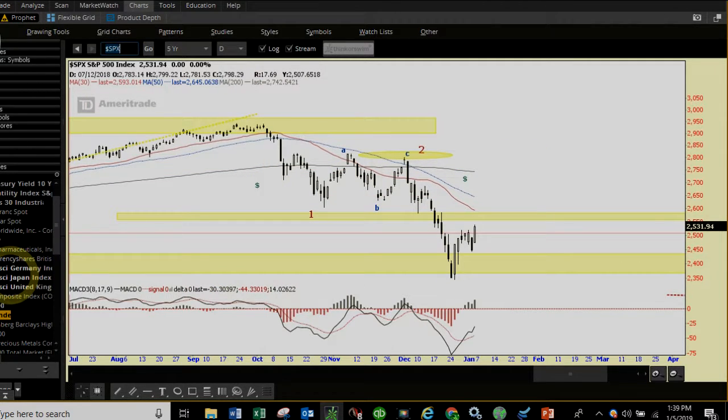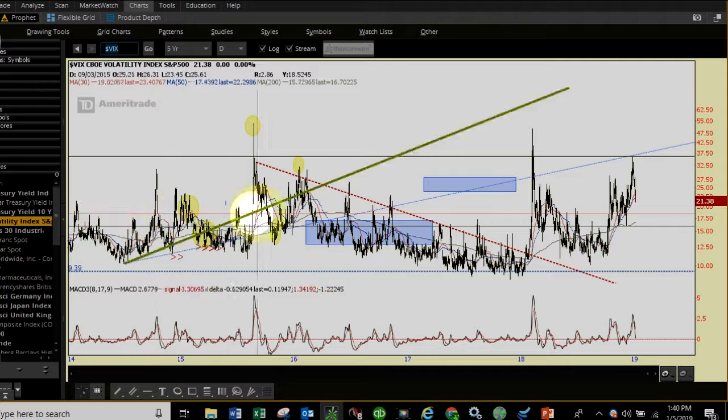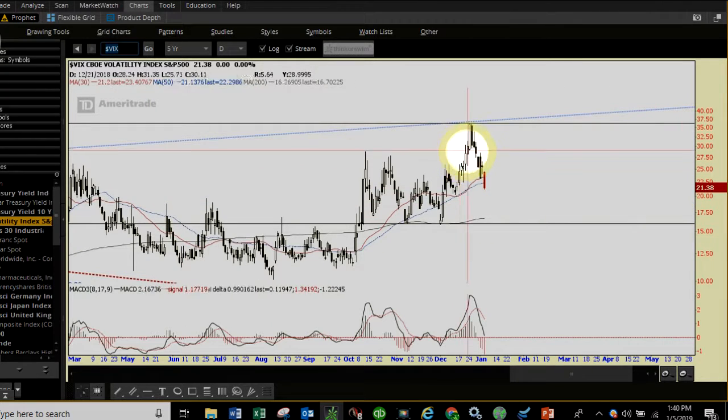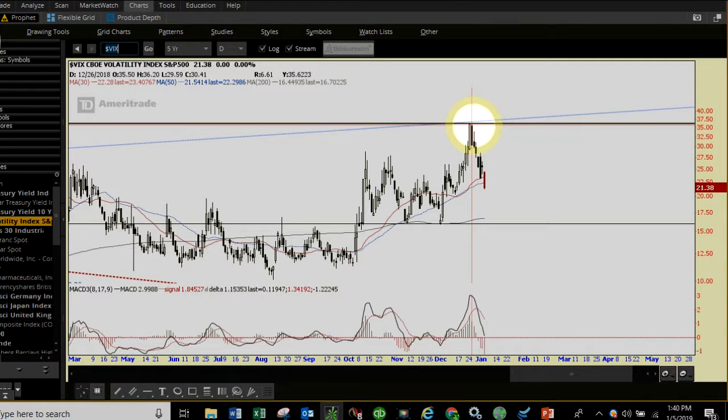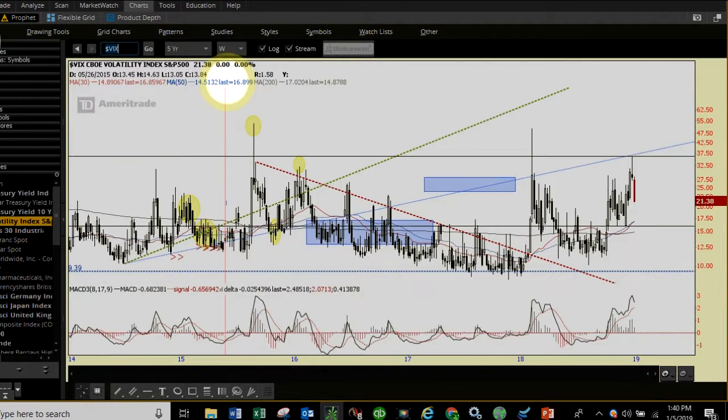All right, real quick, let's look at the VIX. The VIX was down, as you might expect, since the market was up. The VIX hit up here just above 35, which we talked about. We talked about it breaking above this area. Let's get back on a weekly so we can keep track of.